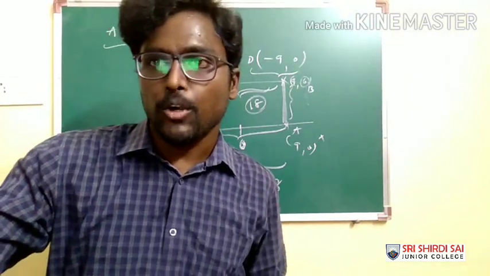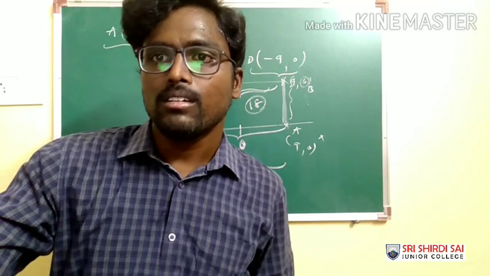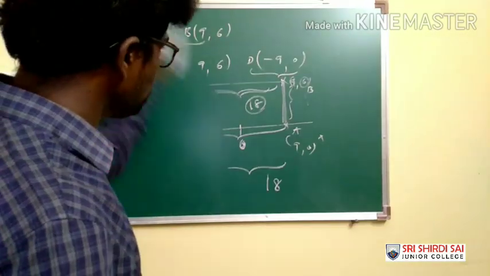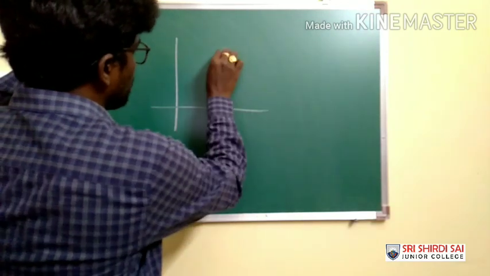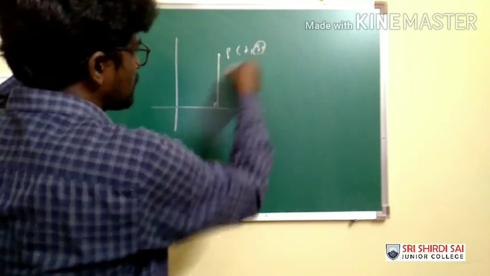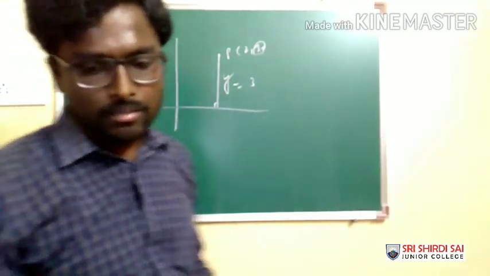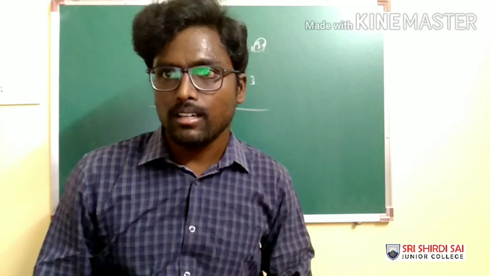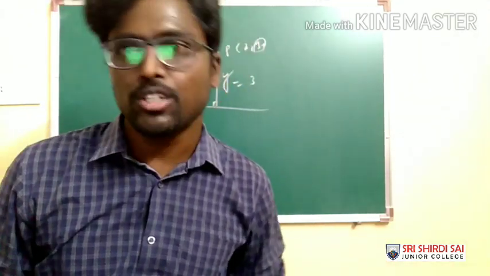The distance of the point P(2, 3) from the x-axis. Again here no calculation is required. The distance of the point P(2, 3) from the x-axis means this distance. What is this? Y coordinate. What is the y coordinate? 3. Distance from x-axis is nothing but the y coordinate. Distance from y-axis is nothing but the x coordinate. And hence the distance of the point P(2, 3) from the x-axis is 3 units, that is option 2.